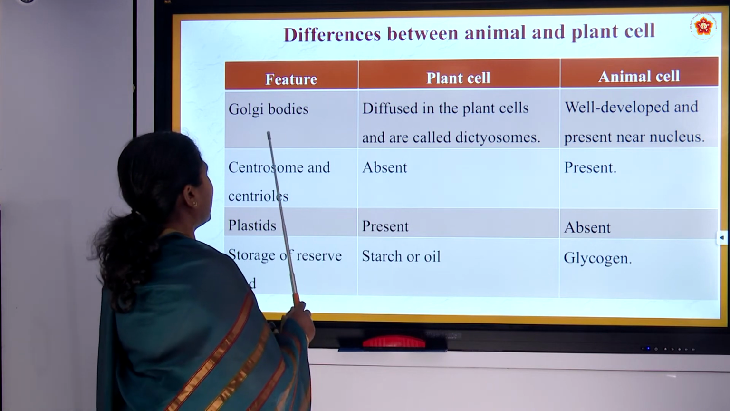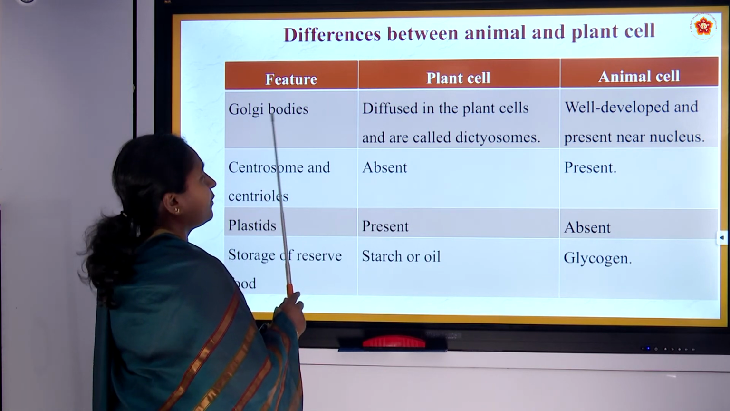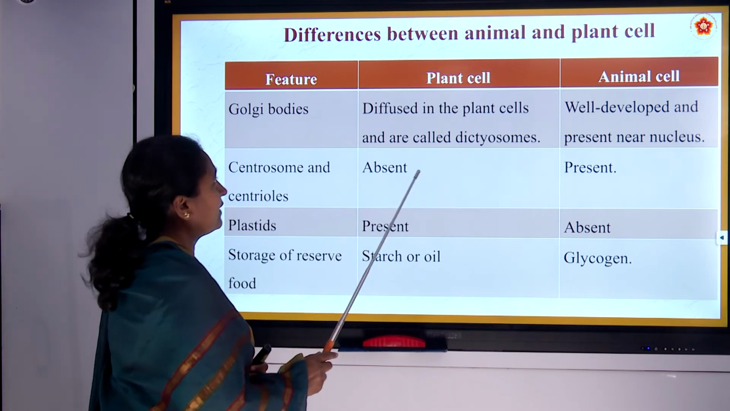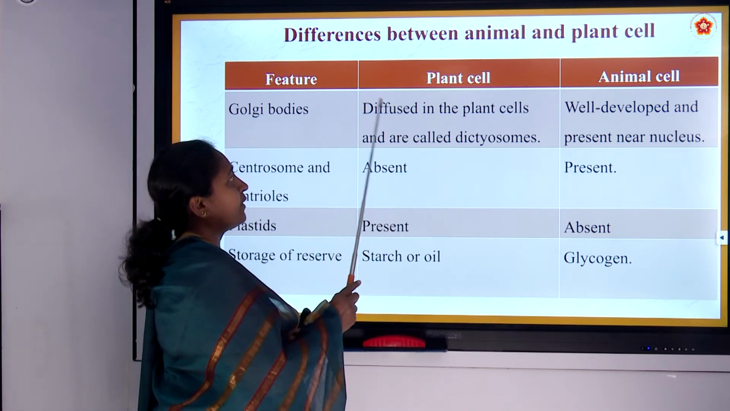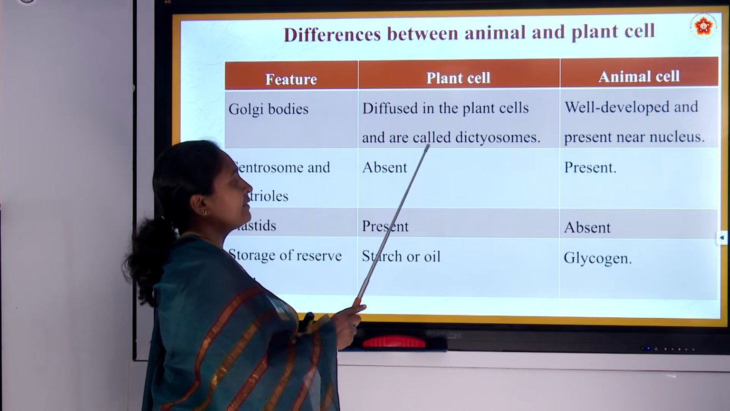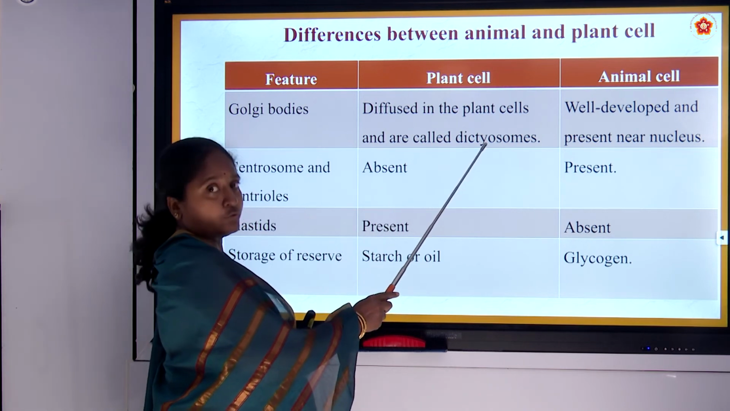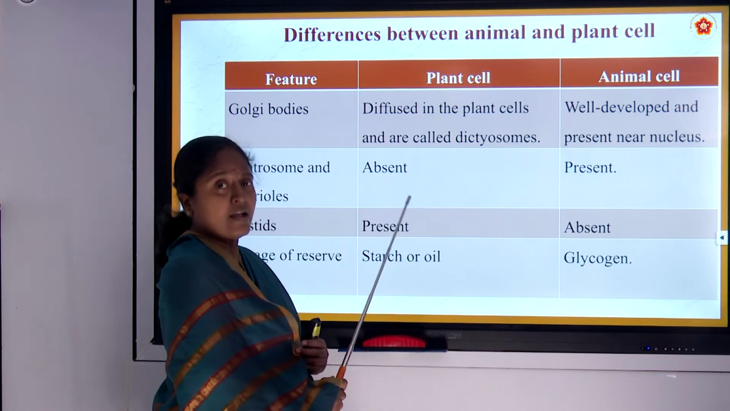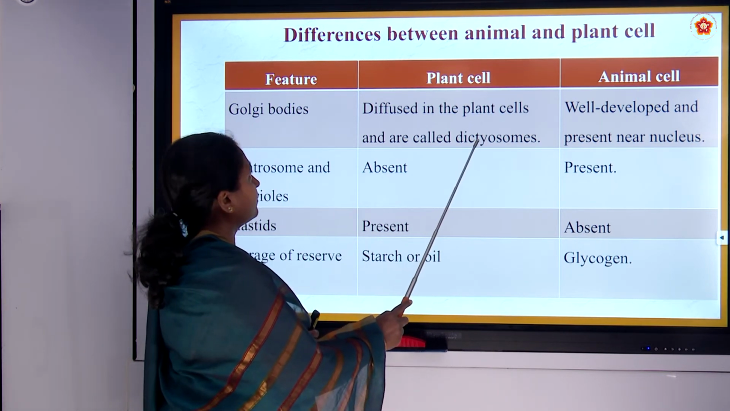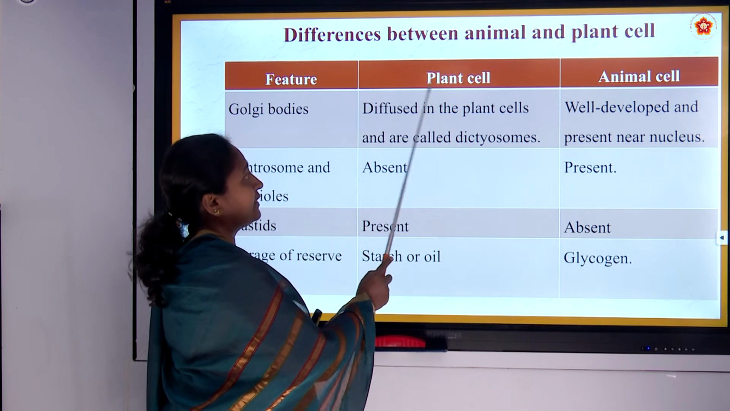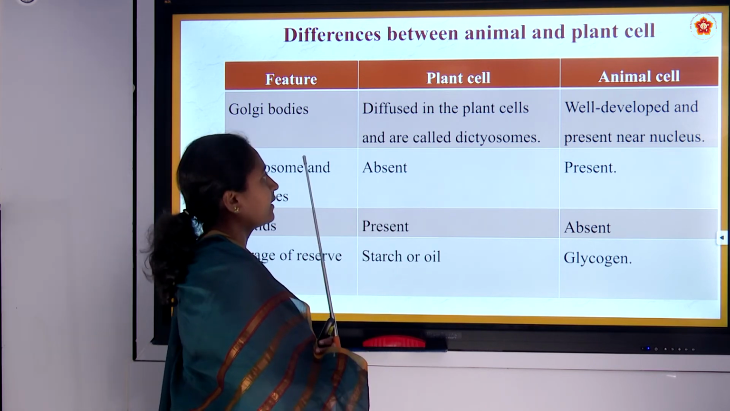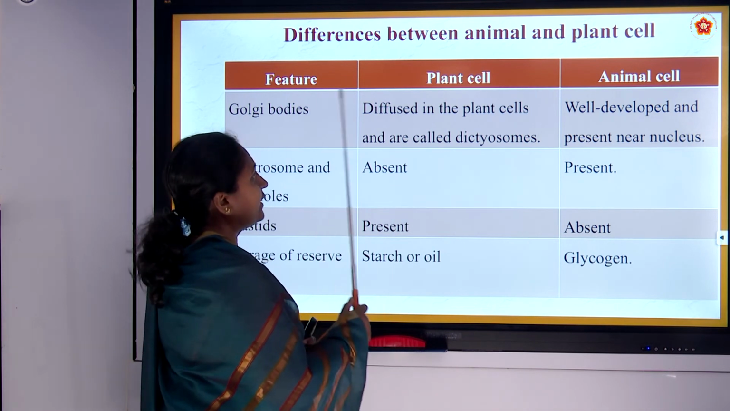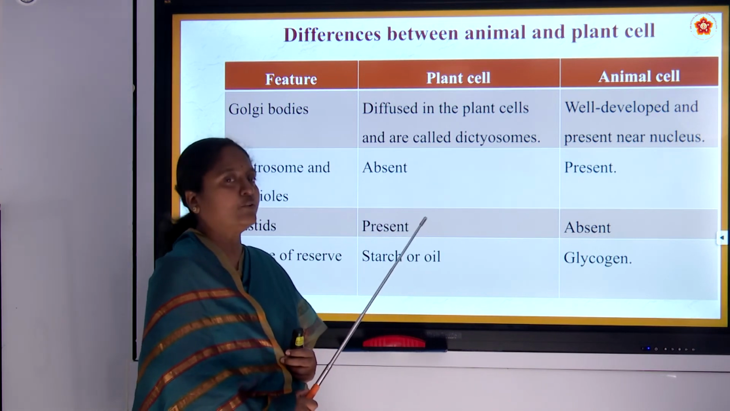Then the next characteristic feature is Golgi body. How is the Golgi body different in plant cell and animal cell? In plant cell, the Golgi body is diffused and they are called dictyosomes. A new term, dictyosome, is given in the book. Okay, the dictyosomes are the Golgi body present in the plant cell. Whereas in animal cell, a well-developed Golgi body is present near the nucleus.